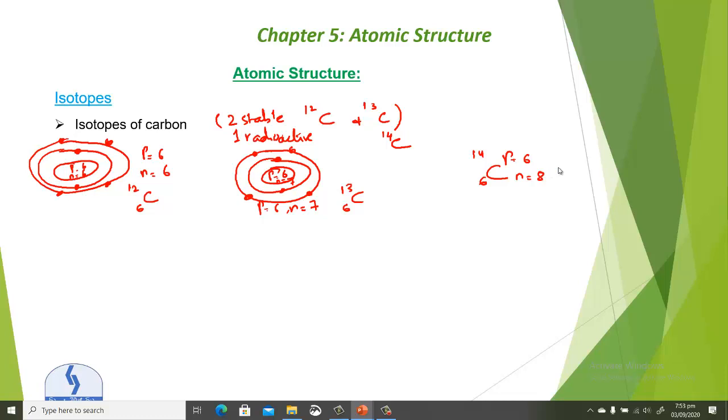98.9% of carbon that exists in nature is carbon C12. It is the most abundant.